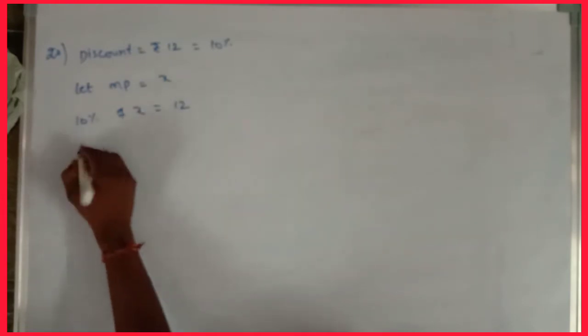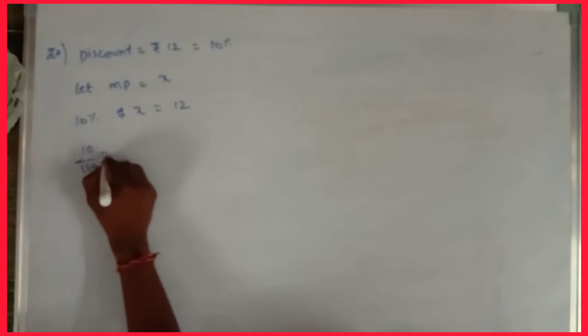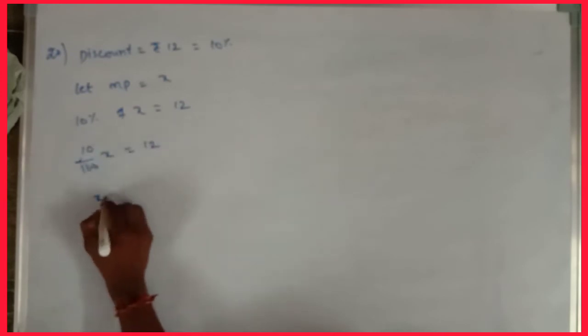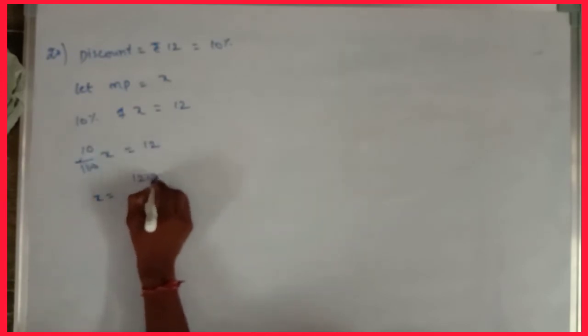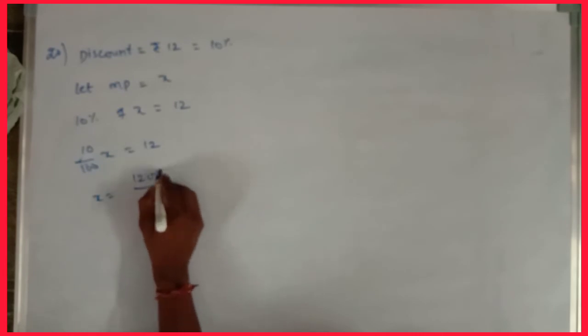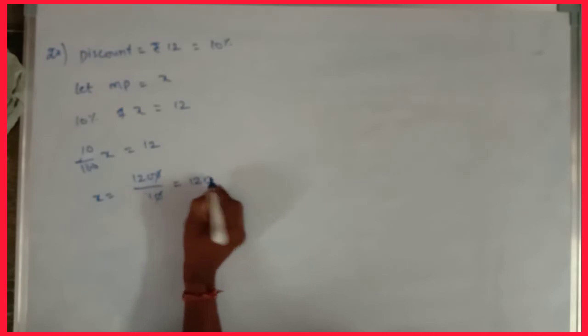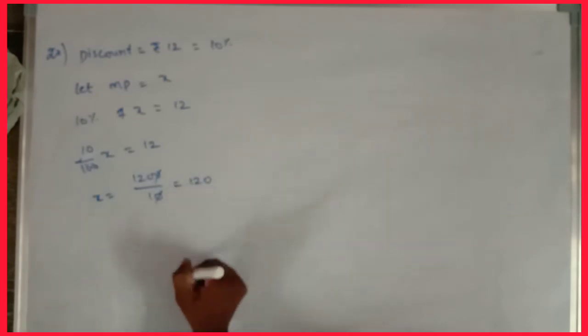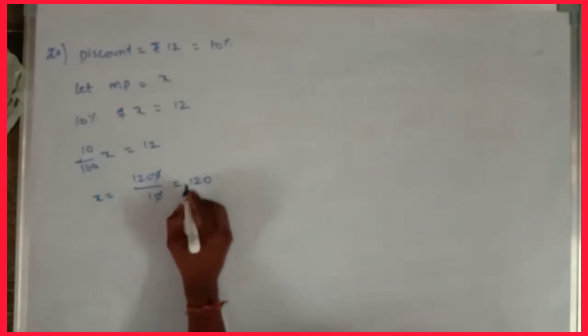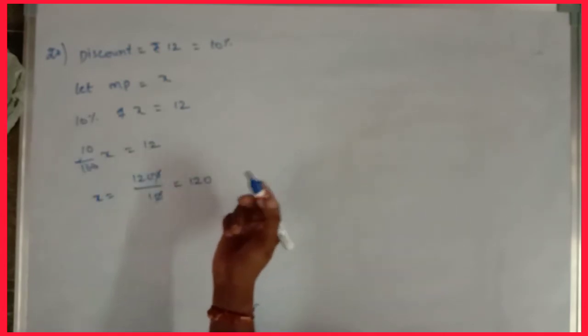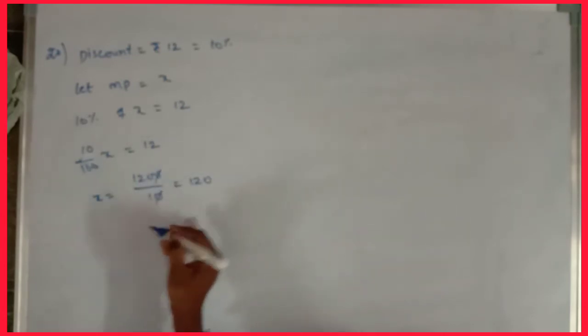Now for simplification, that is 10 by 100, X is equal to 12. Now X is equal to 1200 by 10. 0, 0 cancel, that's equal to 120. Okay, but I want the 120 rupees minus SP. I need the SP value also. This is the X value I got.